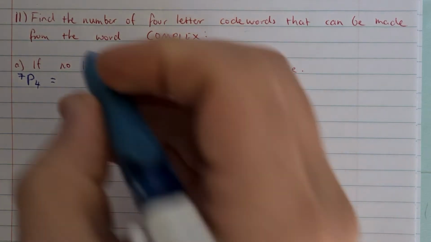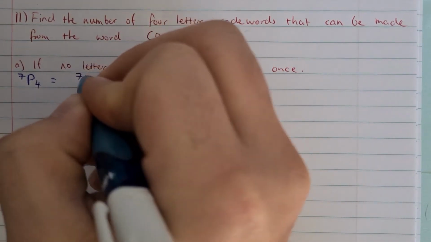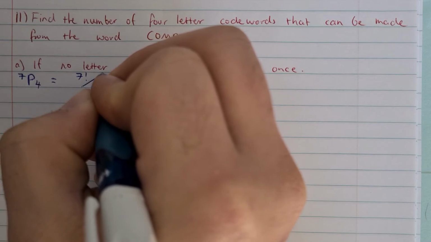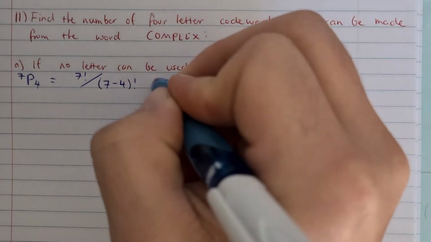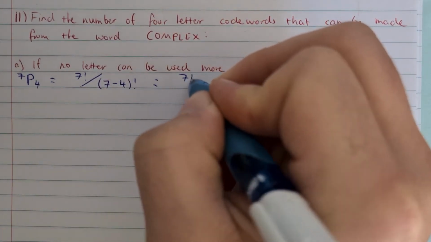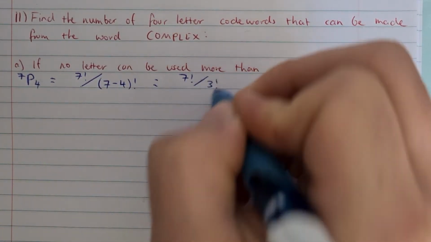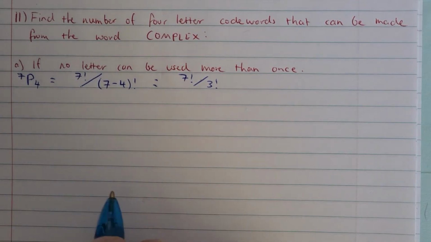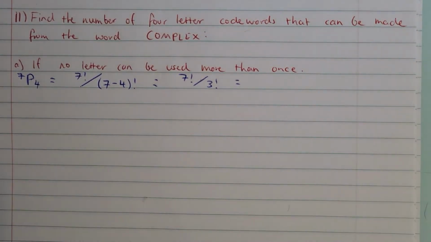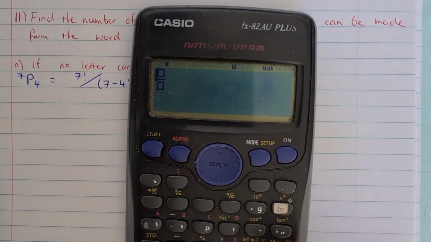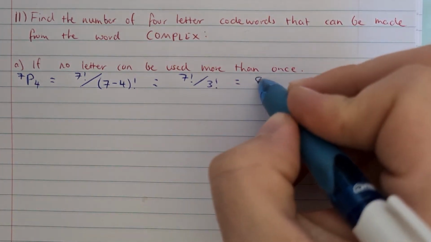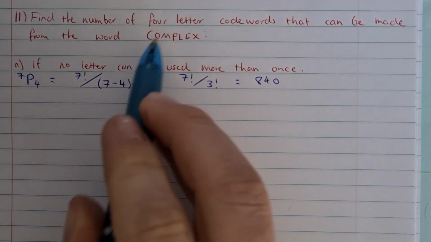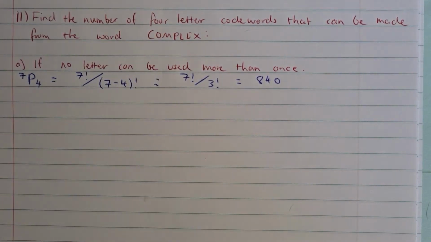7P4. Let's plug this into our formula. 7 factorial divided by (7 minus 4) factorial. Doing the brackets first, we get 7 factorial over 3 factorial, since 7 minus 4 is 3. And let's use our calculator for that one. That gives us 840. So there are 840 different ways that we can arrange 4 letters from the word complex.